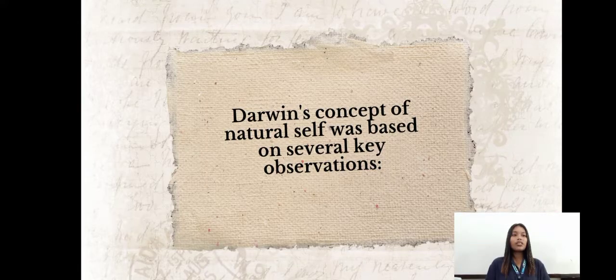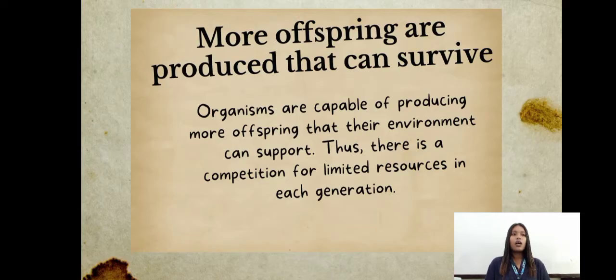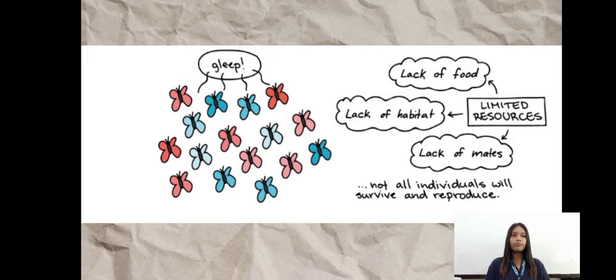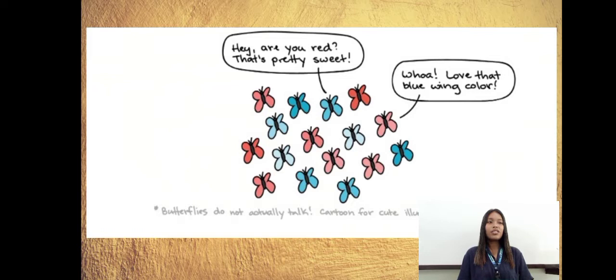Darwin's concept of natural selection was based on several key observations. First is that traits are often heritable. In living organisms, many characteristics are inherited, passed from parent to offspring. Darwin knew that this was the case, even though he did not know that traits were inherited via genes. Second is that more offspring are produced than can survive. Organisms are capable of producing more offspring than their environment can support. Thus, there is competition for limited resources in each generation. Third is that offspring vary in their heritable traits. The offspring in any generation will be slightly different from one another in their traits, color, size, shape, etc., and many of these features will be heritable.